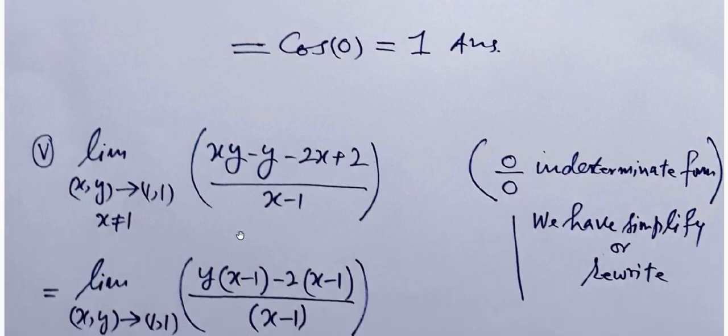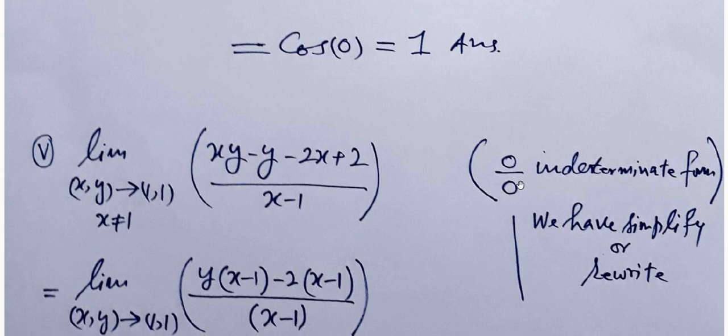Next, another example: limit (x, y) goes to (1, 1), and x is not equal to 1. Why x is not equal to 1? Because if I put the value of x as 1, it will become undefined. If x is 1 and y is 1, then this will be 1, this will be 1, here 1 and 1 cancel, here minus 2 plus 2 cancel, 1 minus 1, so it becomes 0 by 0, and you know this is an indeterminate form.